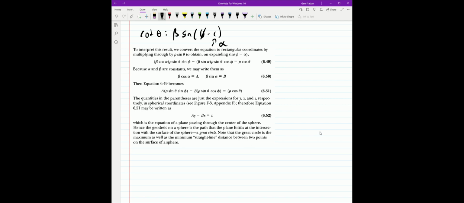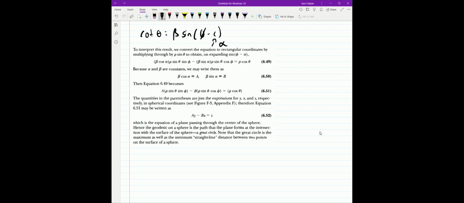And rewriting it, we basically get ay minus bx is equal to z, where a and b are defined right here. These are all just constants, right? Because beta is a constant, sine alpha is a constant, cosine alpha is a constant. So it tells us it's just a y minus b x is equal to z, which is the equation of a plane passing through the center of the sphere, which basically tells us that the geodesic on a sphere is the path that the plane forms at the intersection. In other words, a great circle.